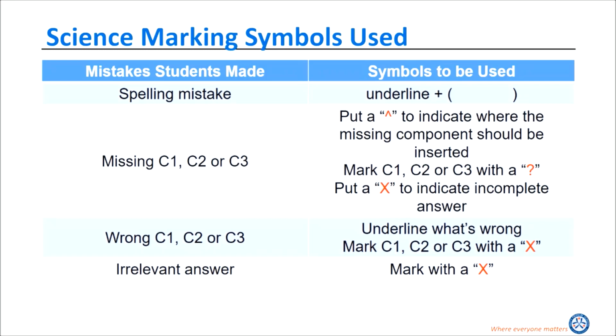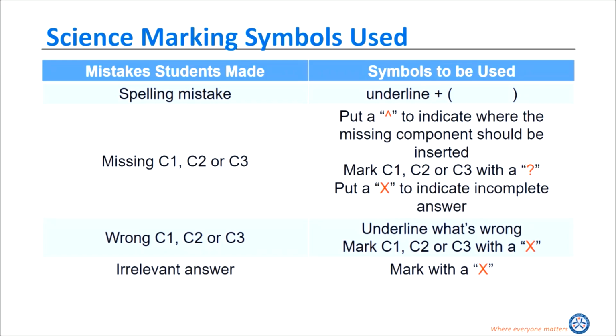Moving on, missing C1, C2 or C3. To show this, the teacher will put a caret at the part of the sentence where the C1, C2 or C3 needs to be inserted, along with a question mark and a cross to indicate incomplete answers.